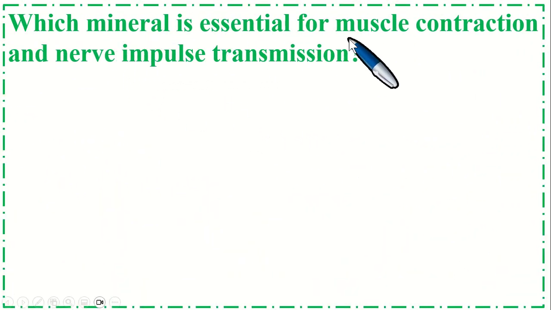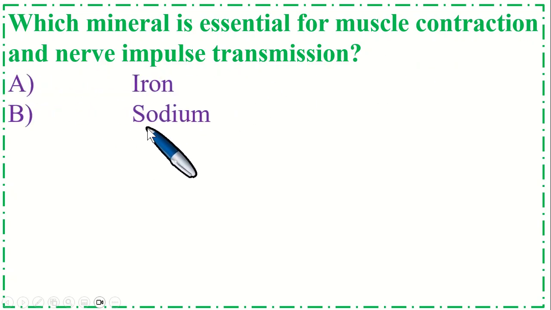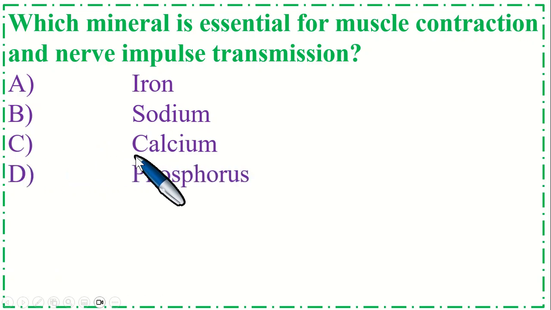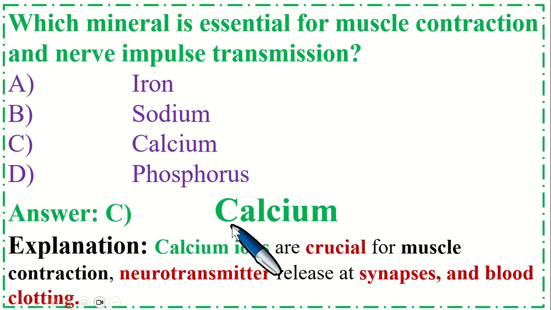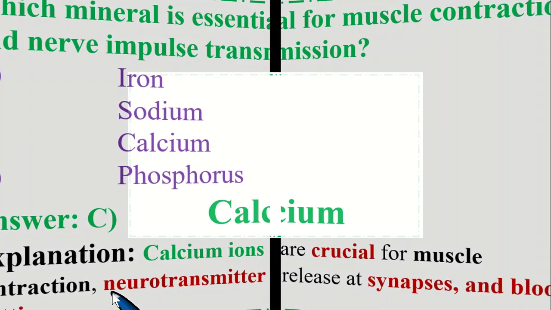Which mineral is essential for muscle contraction and nerve impulse transmission? Option A iron, B sodium, C calcium, and option D phosphorus. So the correct option is C calcium. Calcium ions are crucial for muscle contraction, neurotransmitter release at synapses, and blood clotting.